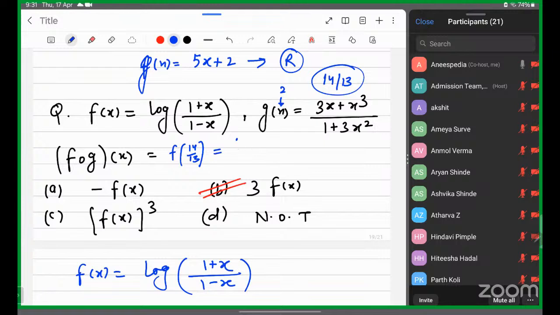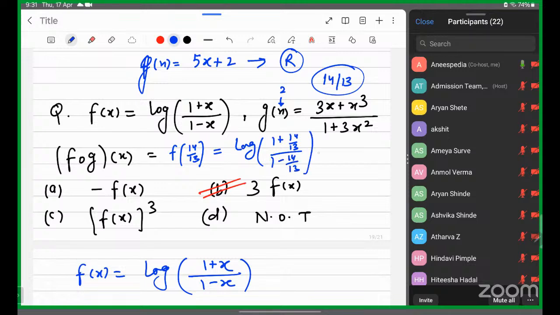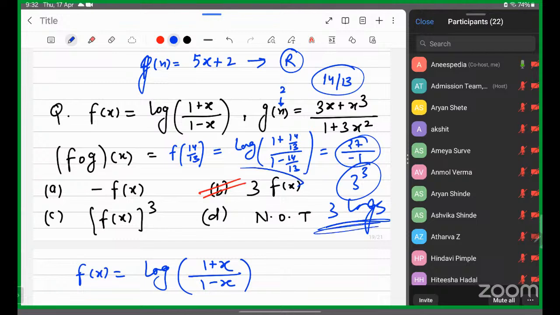This will be log of 1 plus 14 by 13 upon 1 minus 14 by 13, which will be 13 plus 14, that is 27, upon 13 minus 14, minus 1. So this will be 3 cube. 3 will come outside and this will be 3 log 3. So this type of arrangement will be in option B, which means option B will be the correct answer.